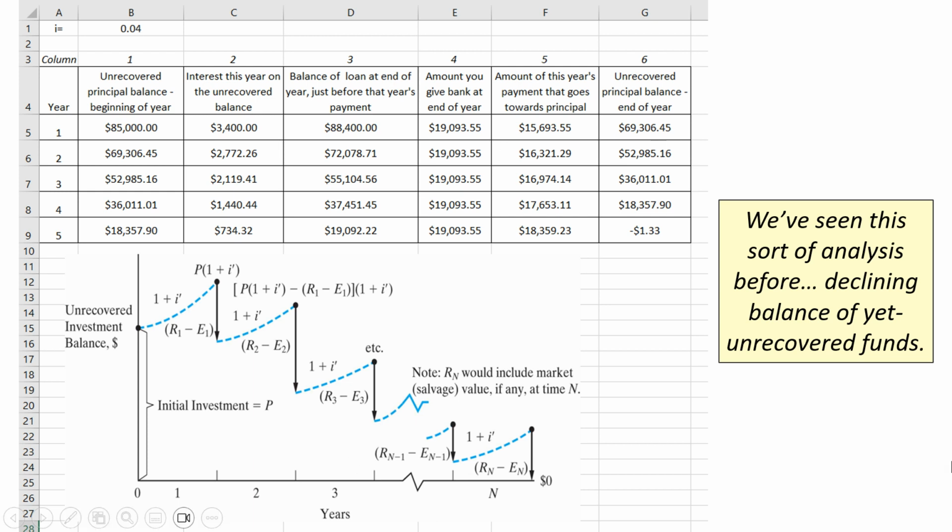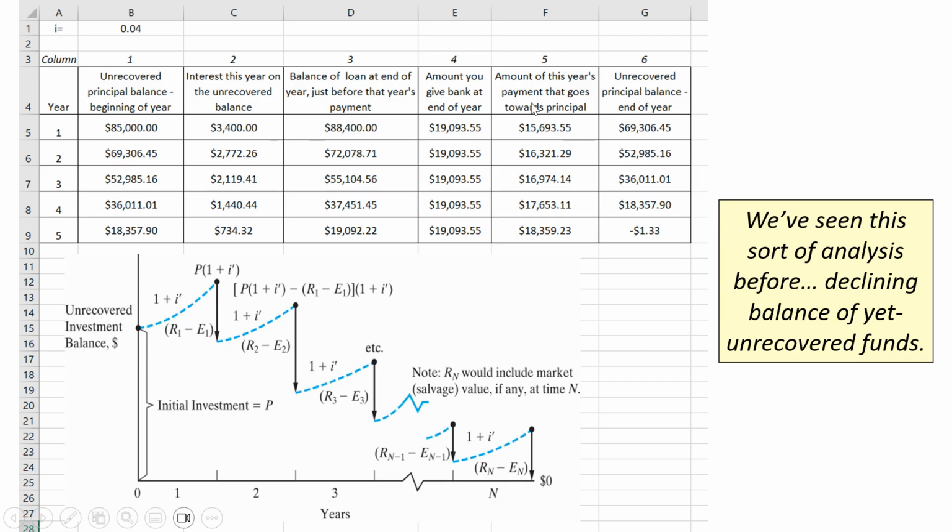So we're going to do something a little bit similar to this today. In our in-class exercise, we're going to analyze projects in terms of how long it takes to pay them off, and this approach can be useful for that, as we're going to see. And remember, when we looked at this, we were separating out for a payment how much of the payment went towards interest and how much went towards principal.